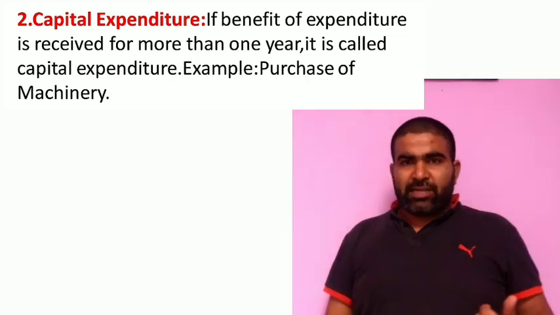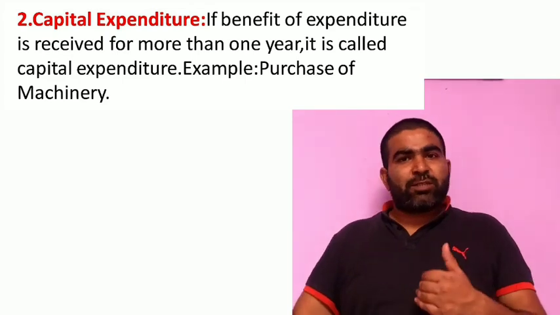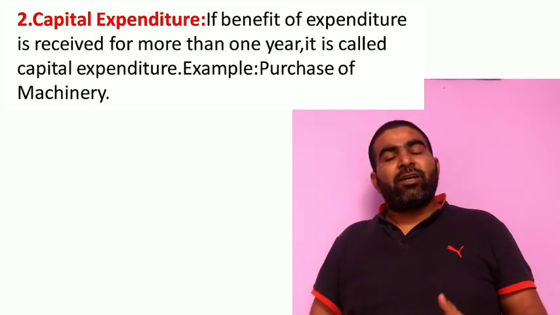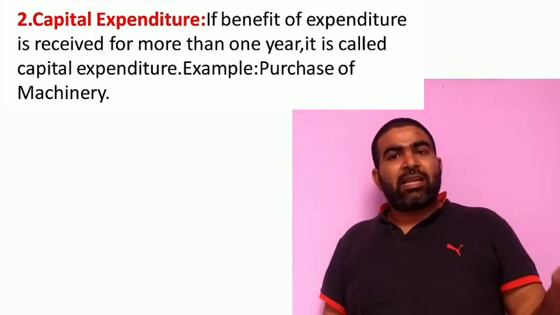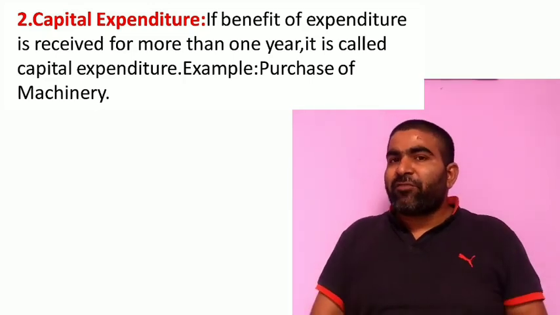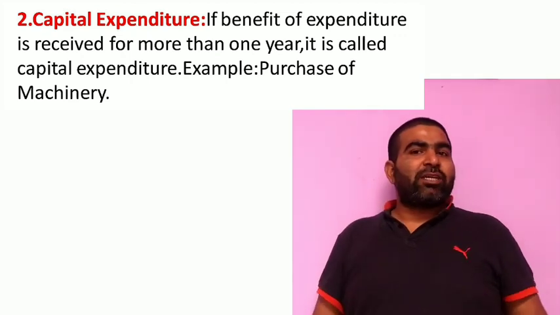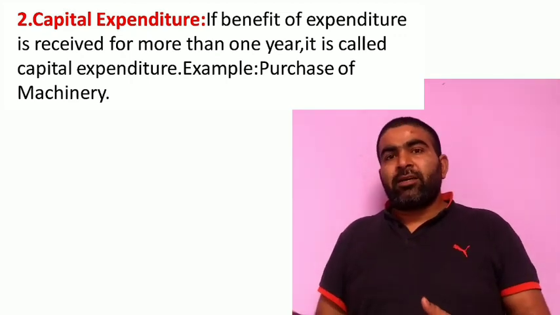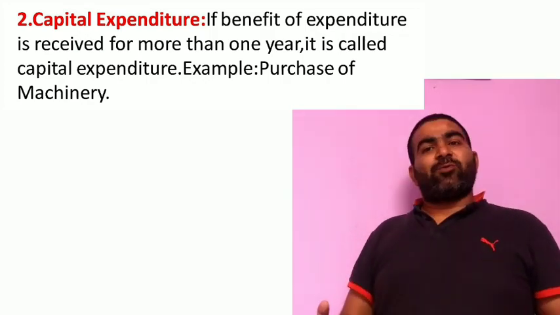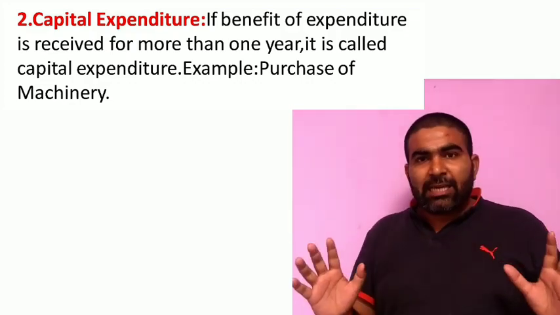We can easily bifurcate revenue and capital. Revenue means anything which provides short-term benefit, below 12 months, and capital nature means anything which provides long-term benefit. Revenue expenditure is a payment which provides short-term benefit to the business, and capital expenditure is a payment made by the business for the long-term benefit of the business. Is it clear?